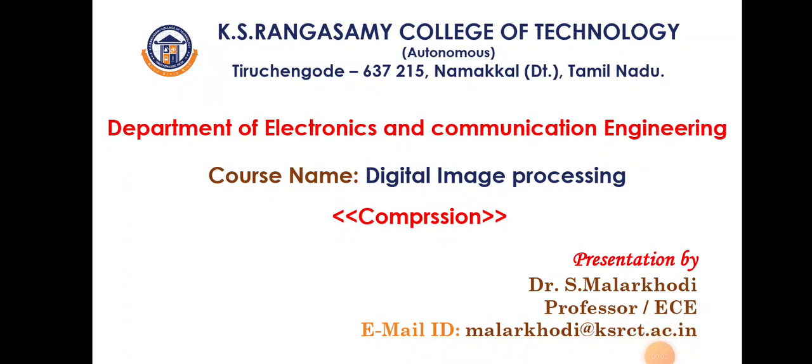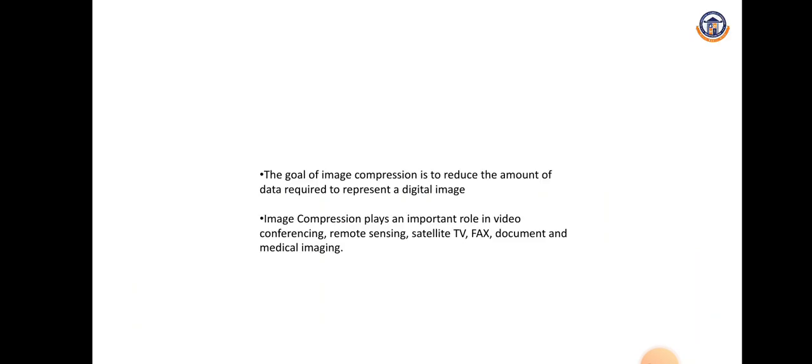Today we are going to see the compression topic in digital image processing. Why do we go for digital compression? Because the goal of image compression is to reduce the amount of data required to represent a digital image. Mostly the information we are using is images. The image occupies a large amount of digital data, so in order to reduce the amount of data, we go for image compression.